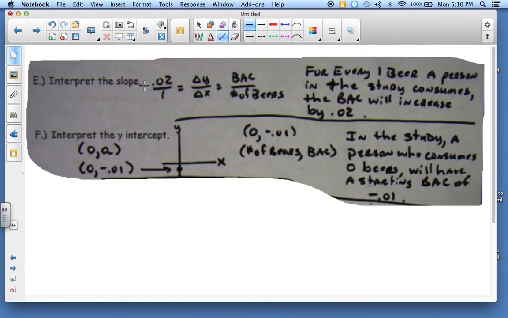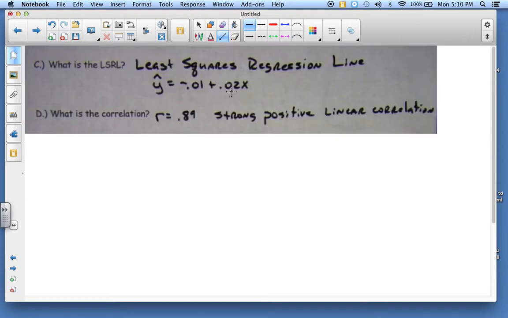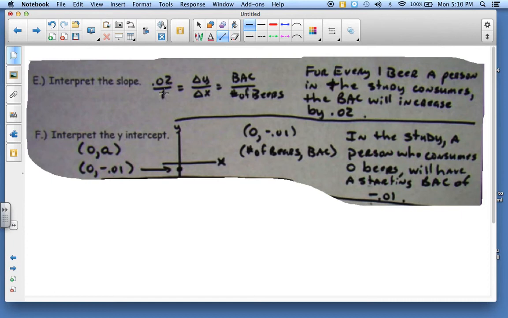Now, I asked you to interpret the slope, and we did that for most of the classes today. 0.02 over 1. Notice this part is my slope right here, okay? 0.02. So what does that mean? 0.02 over 1 means for every one beer a person in the study consumes, the blood alcohol content will increase by 0.02. So for every one beer right there, the blood alcohol content increases by 0.02.